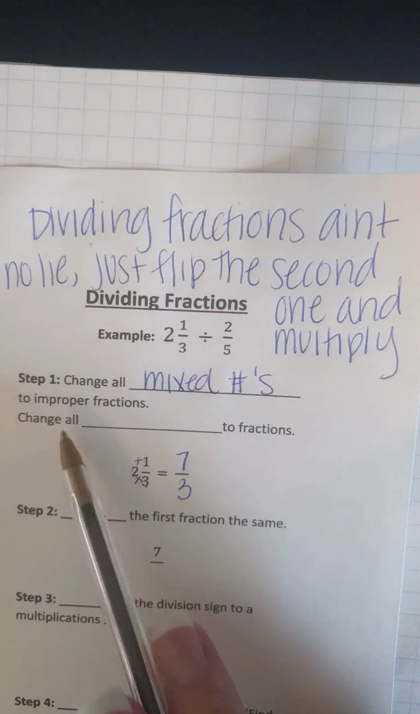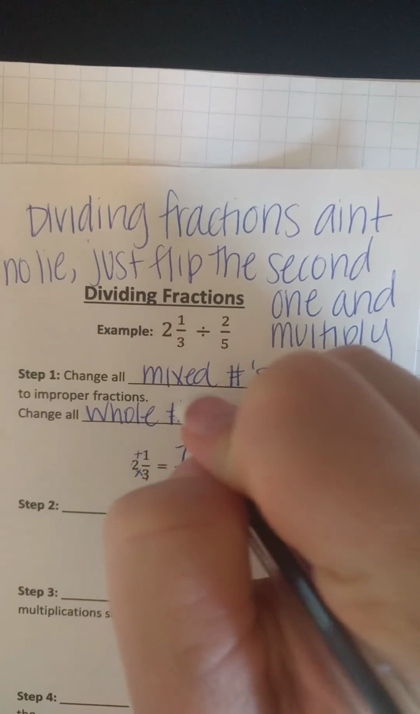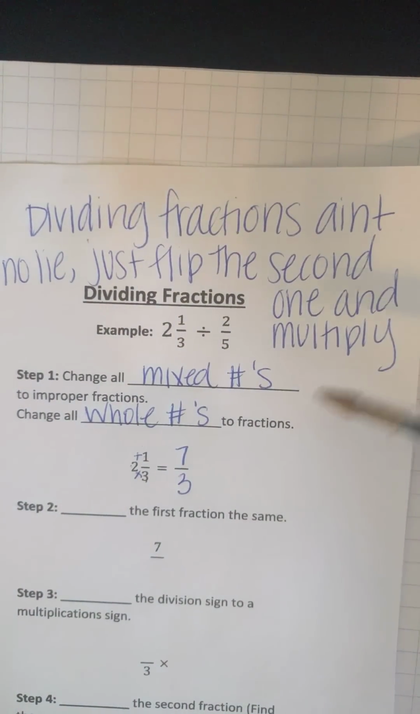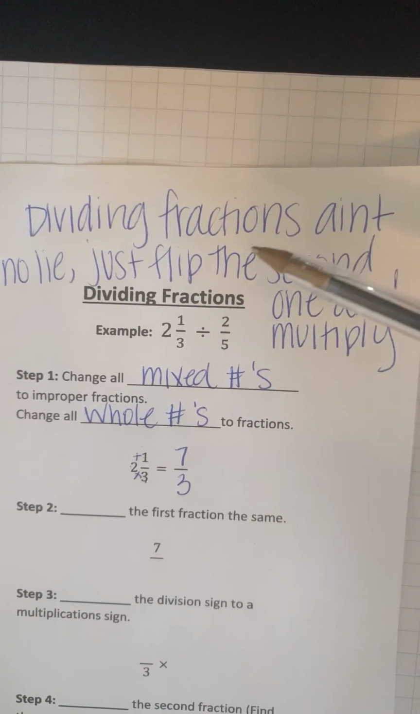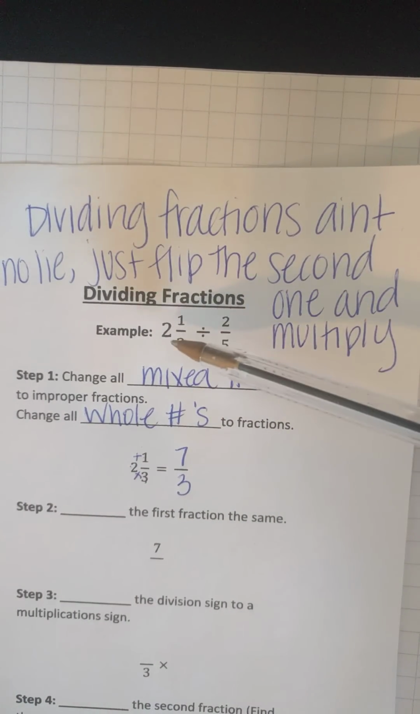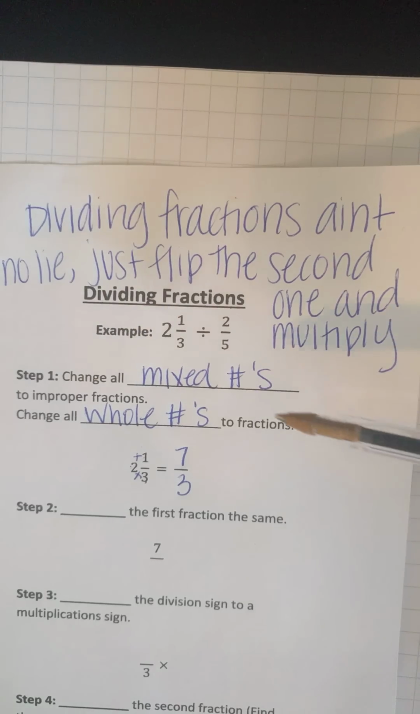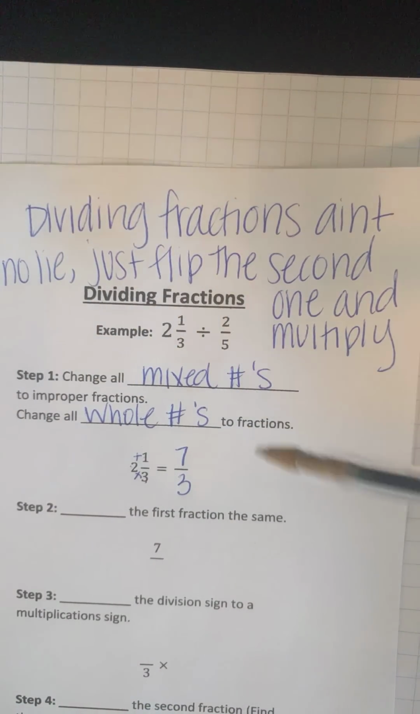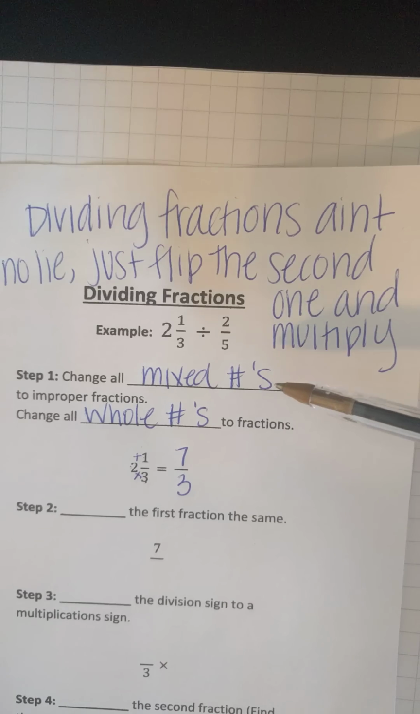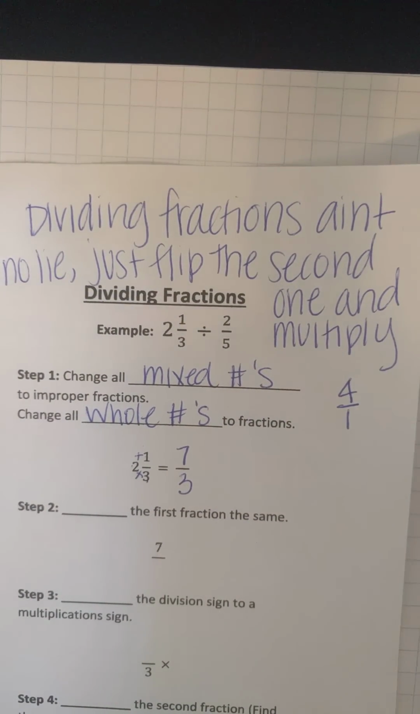Also, if there were any whole numbers, we would want to change those to fractions first as well. That way we could then go through the dividing steps. So if there's any mixed numbers or whole numbers in your problem, go ahead and change them to either improper fractions or fractions. Remember, to change a whole number to a fraction, you just simply put a 1 underneath it. So like the whole number 4, to turn that to a fraction, you just put a 1 under it.